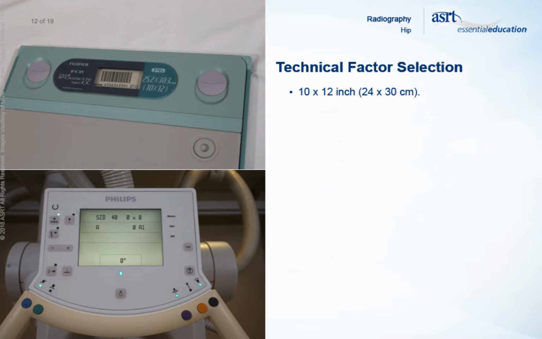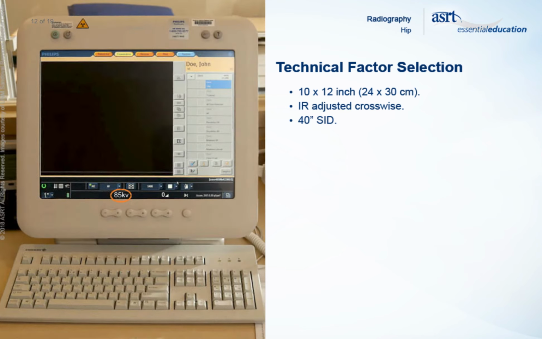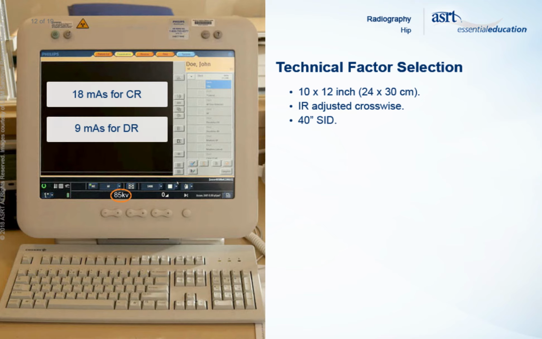A 10 by 12 inch or 24 by 30 centimeter image receptor is used for a lateral projection of the hip and is adjusted crosswise. The SID should be set at a minimum of 40 inches, although some departments may require a longer SID. 85 kVp is a common setting for a lateral hip projection performed with a grid. Automatic exposure control is commonly used to select the proper mAs setting for hip radiography. However, common mAs settings are 18 mAs when using computed radiography and 9 mAs when using digital radiography. A large focal spot is selected.